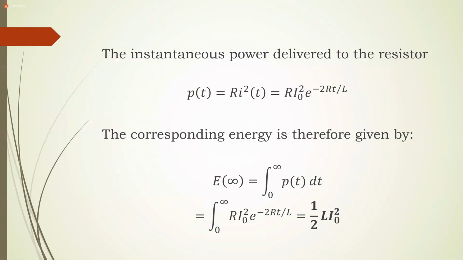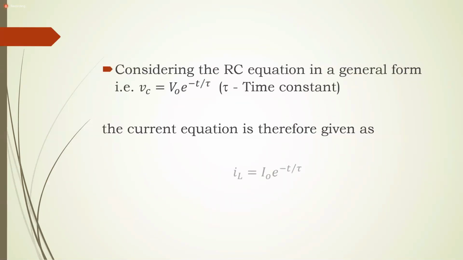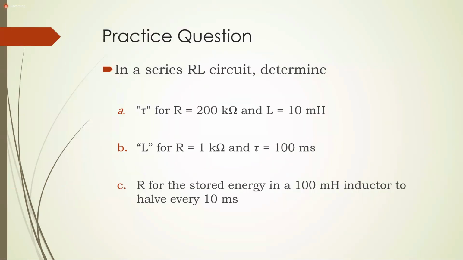Any questions? It's quite similar to what we did on Monday. So let's just jump into some questions. So here we have 3 simple questions. In a series RL circuit, determine tau for R at 200K and L at 10 milli. This now can be treated like school's challenge. And then L for R equal 1K and tau 100 milliseconds.